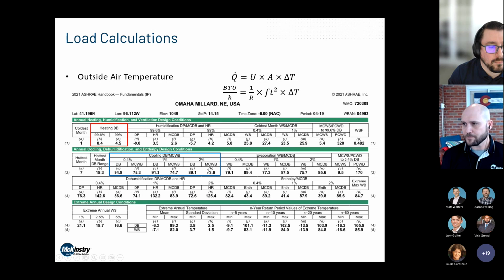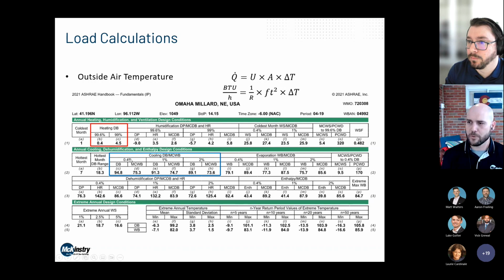On the cooling side, you've got similar things, where it's a 2% threshold, a 1% threshold, or a 0.4% threshold, and you've got the corresponding dry bulb temperatures. Just how hot is it? 2% of the time, the temperature will be above 89 degrees with an average coincident wet bulb, which is a measure of how moist, how humid it is, of 73.5. 1% would be 91.3 degrees, and a 0.4%.